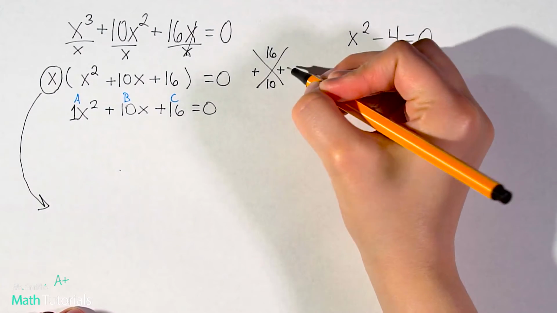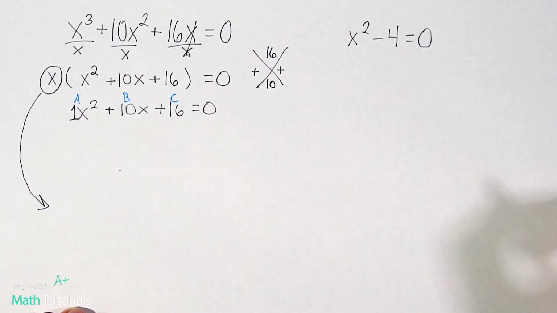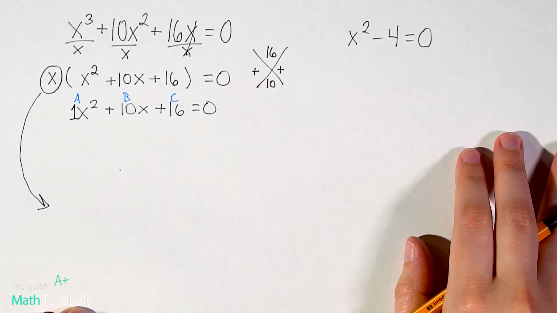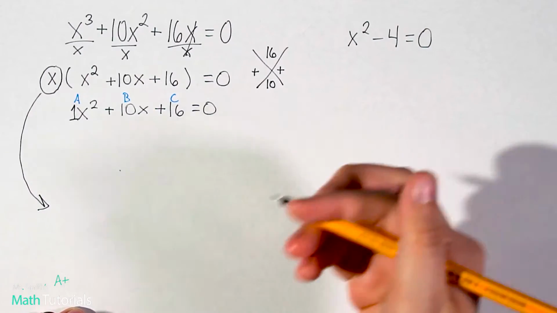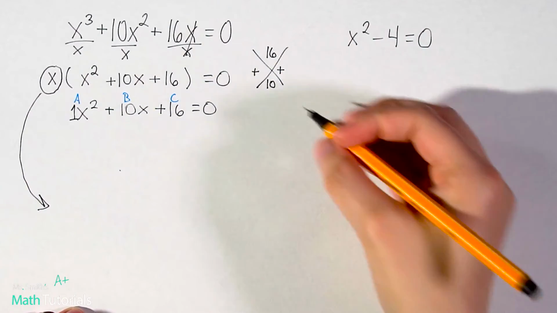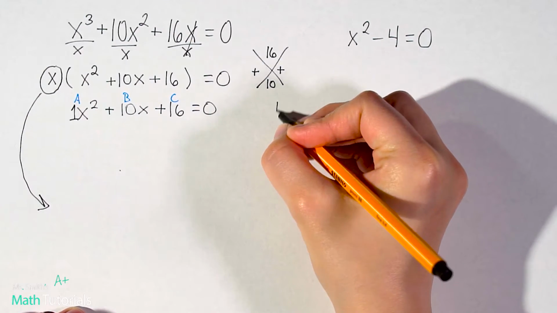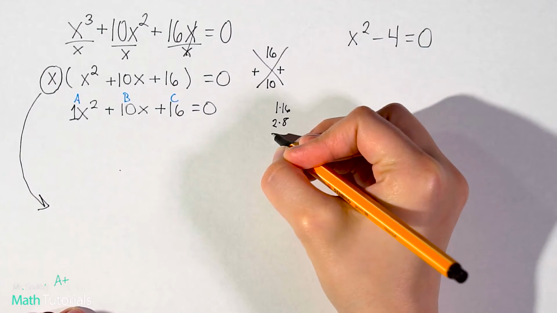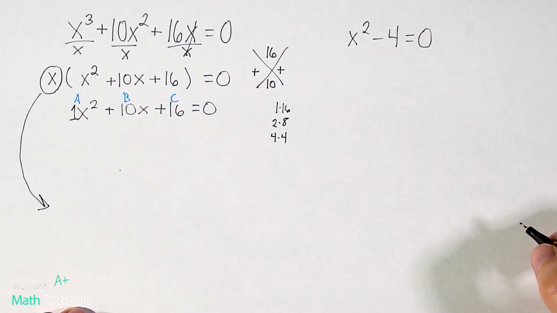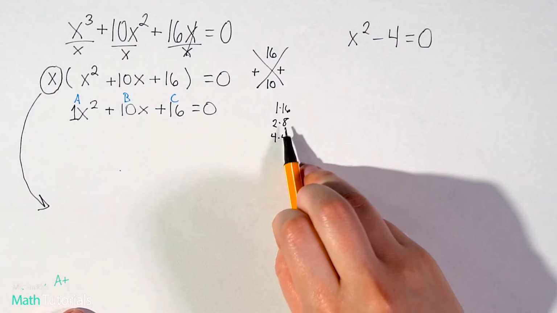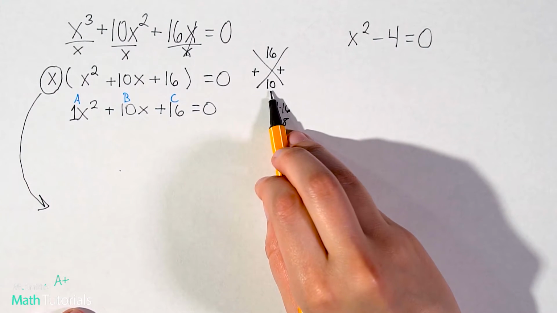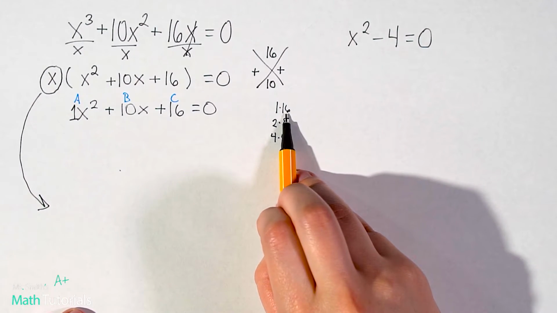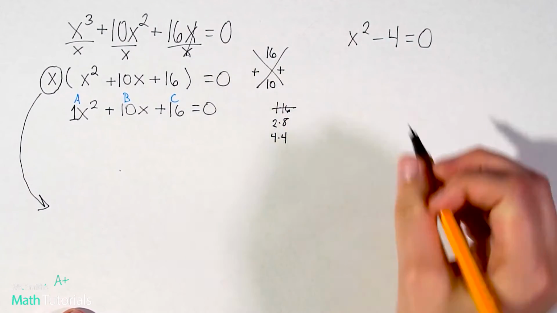Okay, so now I need to worry about the numbers. Let me think of everything that goes into 16. If you're not good with your multiplication tables, use the calculator trick that I previously showed. But I know everything off the top of my head that goes into 16, so I'm just going to write that out. 1 and 16, 2 and 8, and 4 and 4. So which set would add to give me 10, knowing that both my numbers would be positive? So 1 plus 16 is 17. That's not what I need.